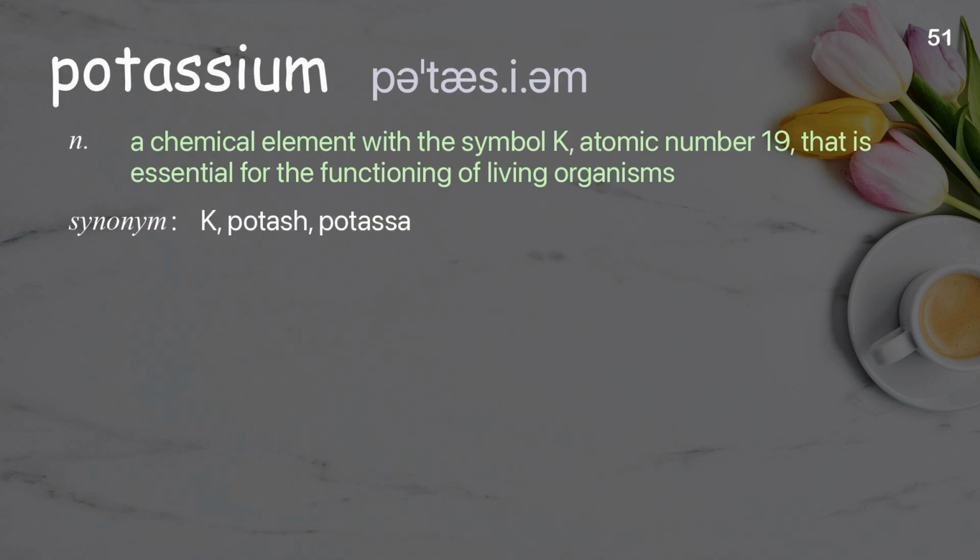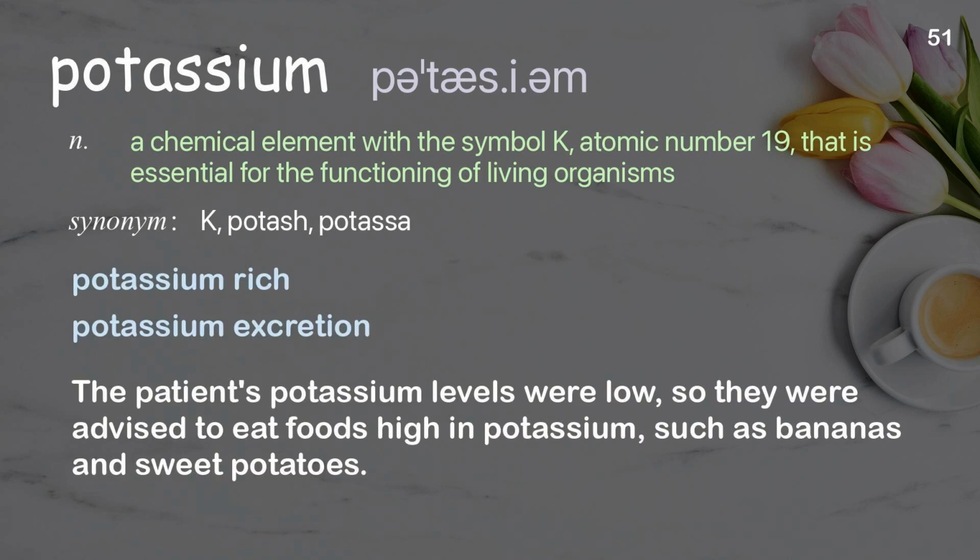Potassium. A chemical element with the symbol K, atomic number 19, that is essential for the functioning of living organisms. Examples: Potassium rich. Potassium excretion. The patient's potassium levels were low, so they were advised to eat foods high in potassium, such as bananas and sweet potatoes.